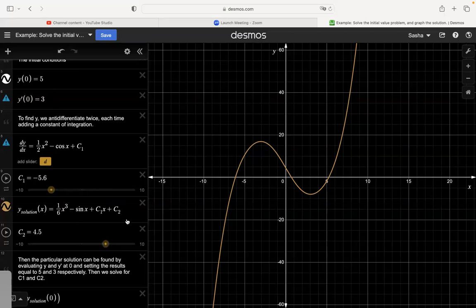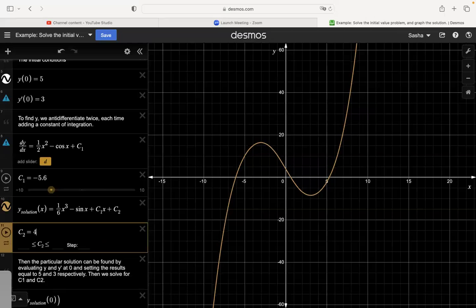So in order to find that, we computed y prime, and we had actually already had that from a previous step. We have y prime, or dy dx, equals 1/2 x squared minus cosine of x plus C1. And we can evaluate that at x equals 0 and set it equal to 3. That gives us an equation for C1. And we can also evaluate the solution at x equals 0. When x equals 0, we get 1/6 times 0 cubed, which is 0, minus sine of 0, which is 0, plus C1 times 0, plus C2. And that has to equal 5. So we find out that when we substitute 0 for x in the solution, C2 has to equal 5. We did that calculation on paper, and we got 5 for our C2.